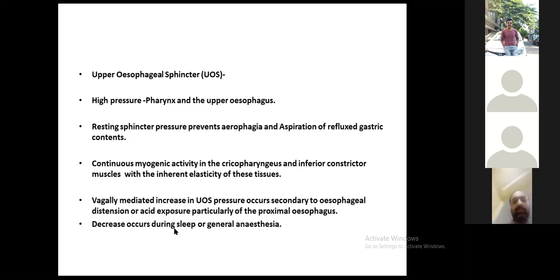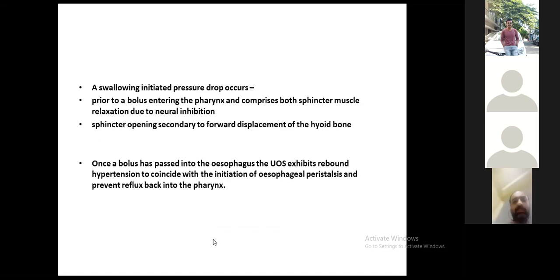This continuous contraction is mainly because of the continuous myogenic activity of the cricopharyngeus as well as the inferior constrictor muscle, along with the inherent property of the tissue of the upper esophageal sphincter. A vagus mediated increase in upper esophageal sphincter pressure occurs secondary to esophageal distension or acid exposure in the proximal esophagus. This sphincter tone is usually decreased in sleep and general anesthesia.